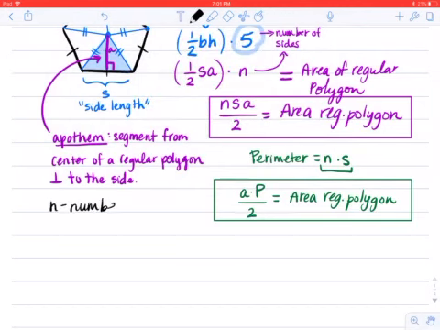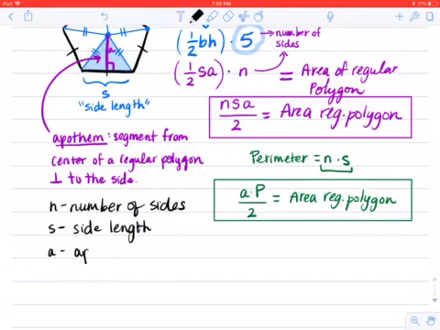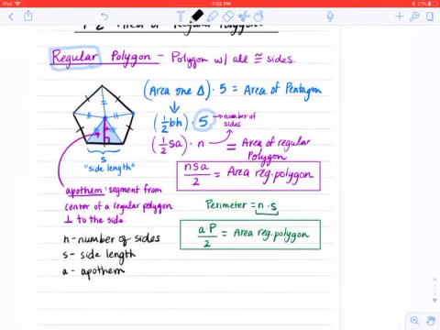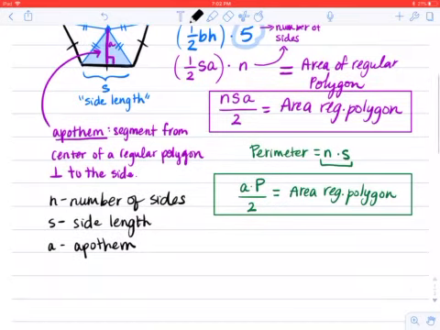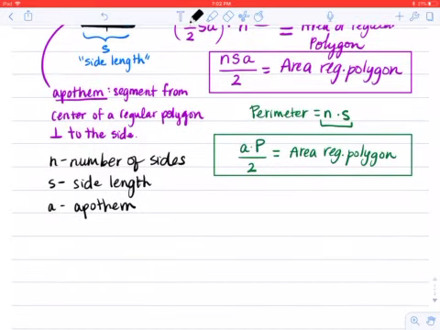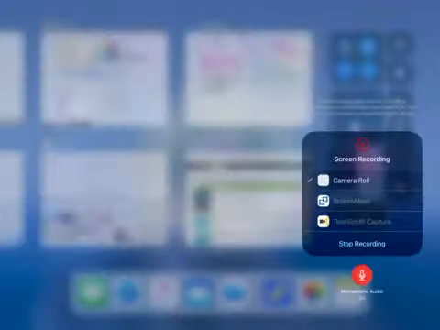N is the number of sides in your polygon. S is the length of the side. Side length. A is the apothem. Okay? So that's how we find the area of a regular polygon. Isn't that fun? Shall we do some examples? Okay, let's. So I'm going to pause this and go to the next video because it's probably not going to let me do a video for much longer.